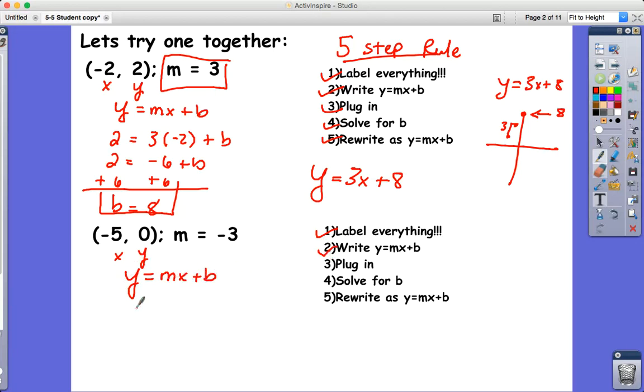Plug in what I have. 0 is equal to -3 times -5 plus b. Y, m, x. Y, m, x. I just made a song. All right, so 0 is equal to -3 times -5 is 15 plus b. Subtract 15, subtract 15. We get b.